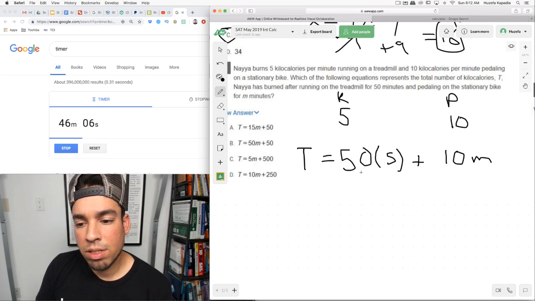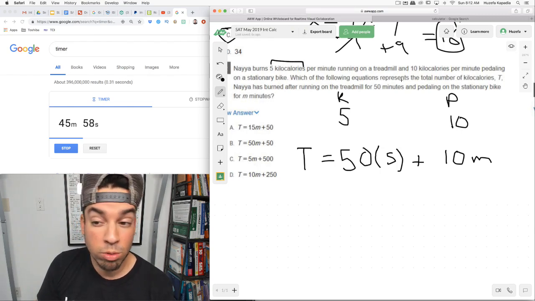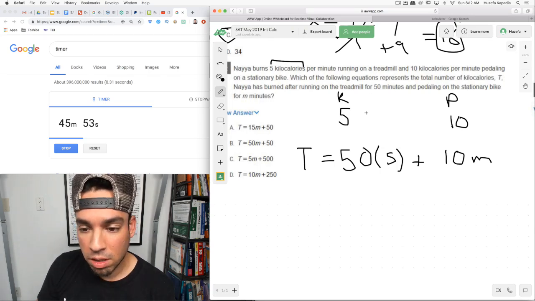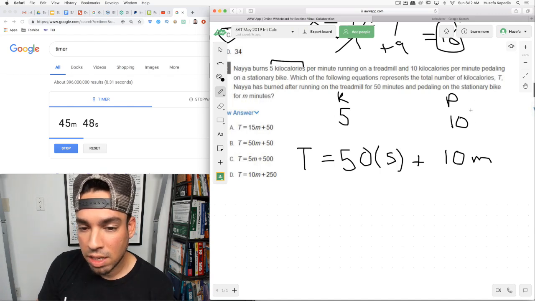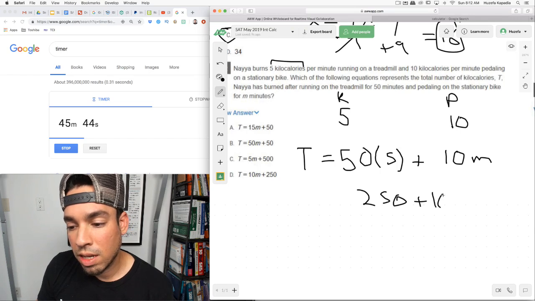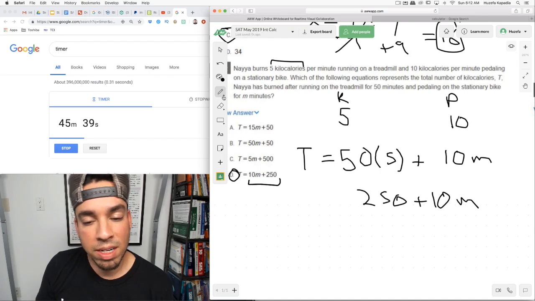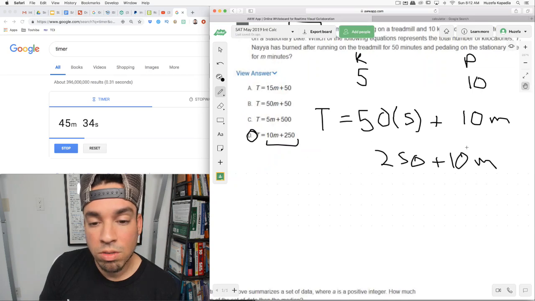So the kilocalories are 50 times 5, for running, because it says she burns 5 kilocalories per minute when she runs, which is funny because you almost always burn more calories when you run than bike, but it's all good. And then it's 50 minutes times 5, and then 10 per minute on the stationary bike, so 10m, and then it just becomes 250 plus 10m, which is that last one, even though the order's flipped, but it doesn't matter, right? Think about it. 10 plus 5 is 15, 5 plus 10 is 15. That's called the commutative property. It makes no difference. Just make sure I didn't make any mistakes. I think it's good.